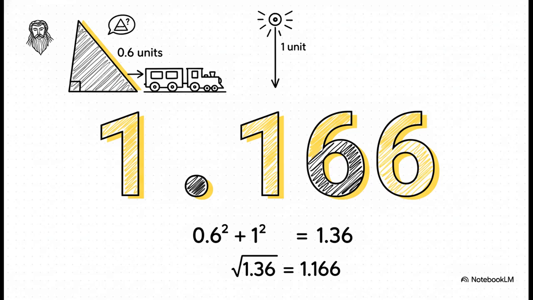So, naturally you're asking, how long is that diagonal? Well, bust out your old friend the Pythagorean theorem, and the author crunches the numbers. Even though the light looks like it's just traveling 1 unit down inside the train, its real path through the base space is actually longer. It comes out to 1.166 units. And trust me, this number is the key to everything.